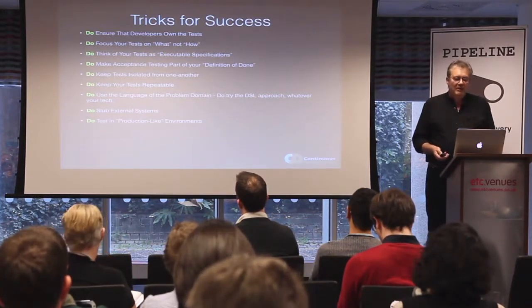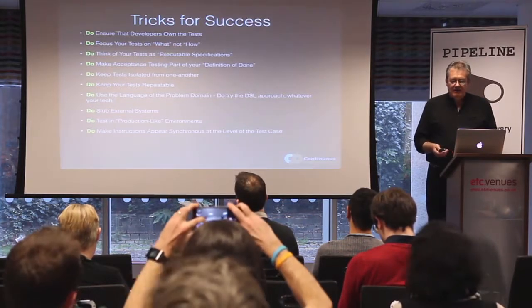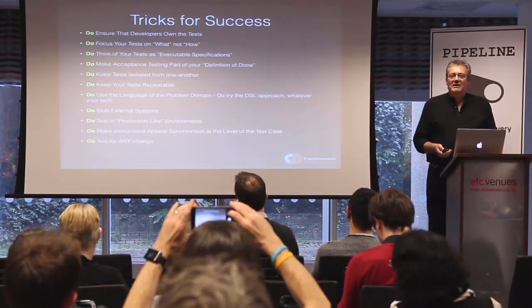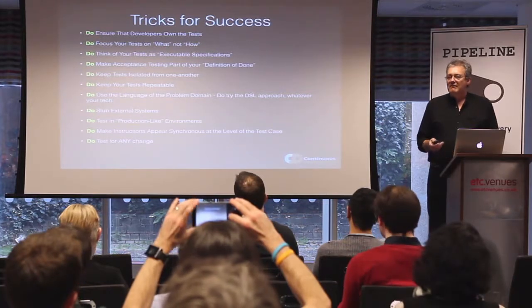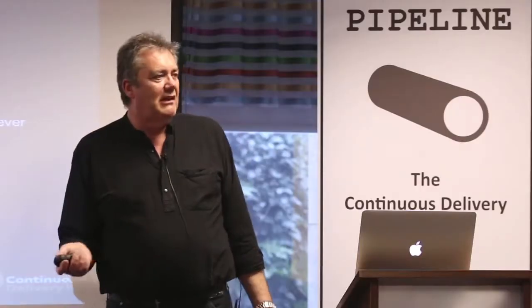Test in production-like environments because that will catch things that you don't expect. Do make instructions appear as synchronous at the level of the test case, and do test for any change. We want to be able to have a very high degree of confidence that at the point at which we push the button, we're probably likely to be okay.